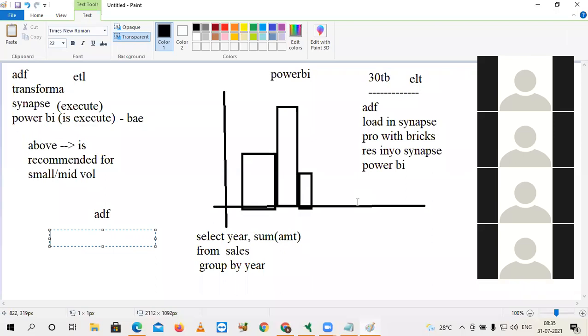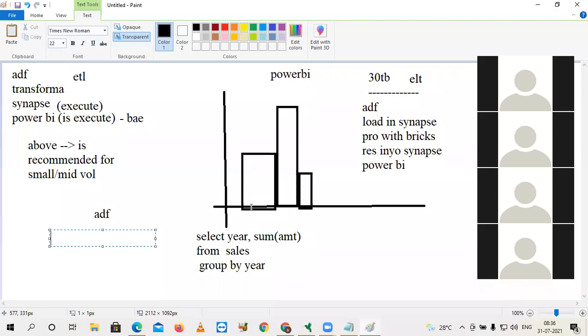Then what about the visualization finally? Finally, the query execution is done by Synapse. Results will be written back into Synapse. Only those results Power BI will take. Whatever measures we write in Power BI, everything will be done in Synapse itself. Yes.